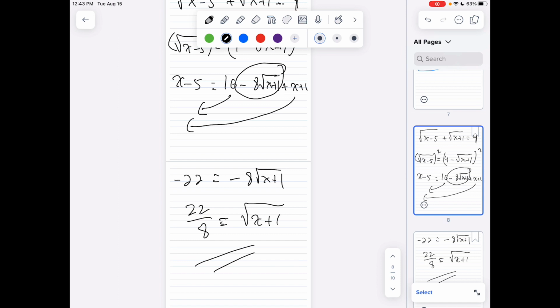Okay, so just to let you know, that can happen where you might have to move a radical and square more than once in order to get rid of all the radicals in here.